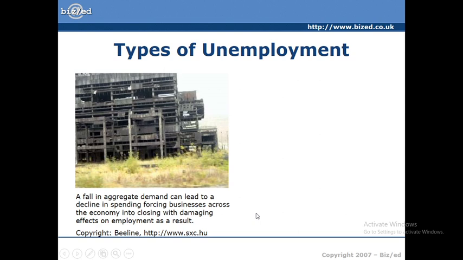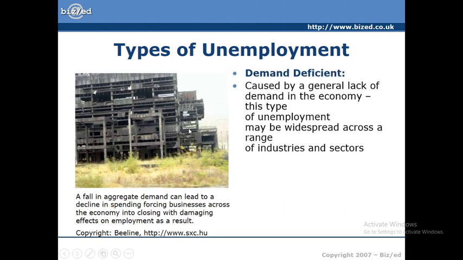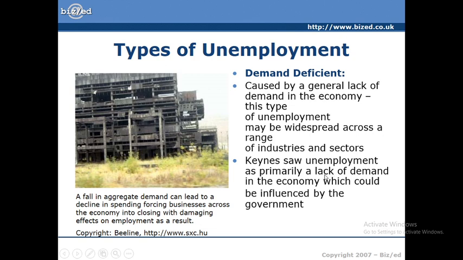Okay, then you have something called demand deficient. Keynes says that this unemployment is caused by a general lack of demand in the economy. This type of unemployment may be widespread across a range of industries and sectors. Keynes saw unemployment primarily as a lack of demand in the economy, which could be influenced by the government. So a fall in aggregate demand can lead to a decline in spending, forcing businesses across the economy into closing, with damaging effects on employment as a result.